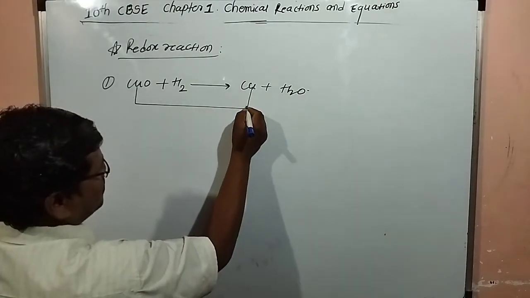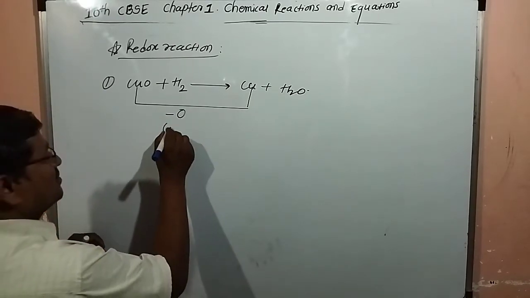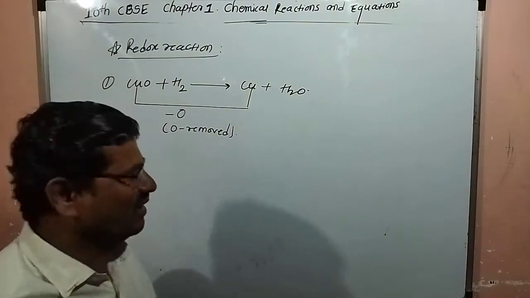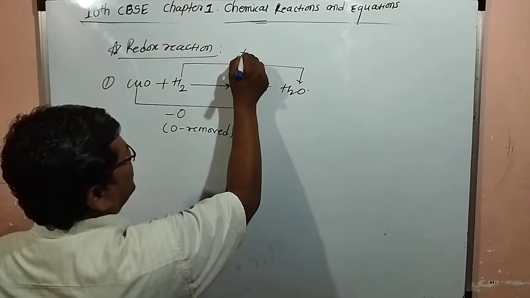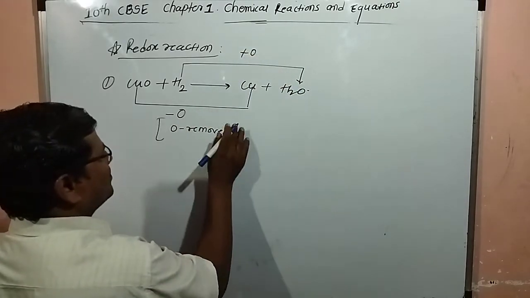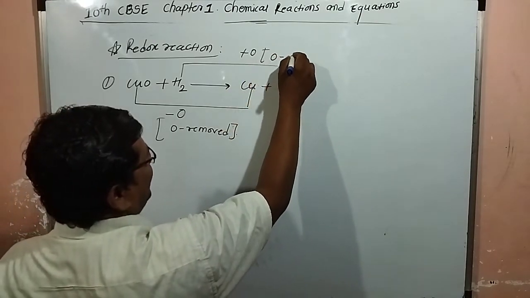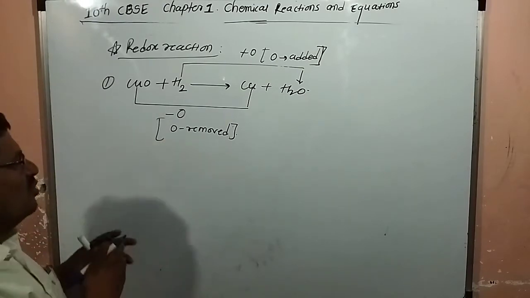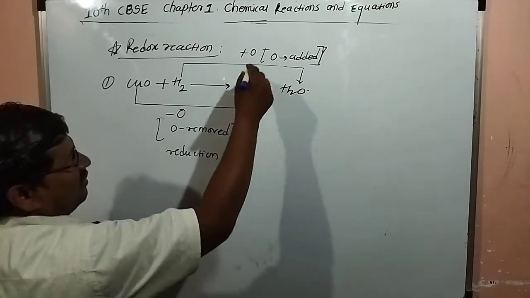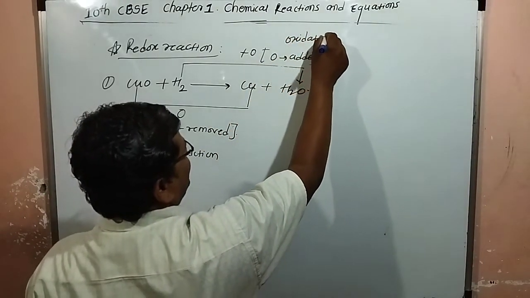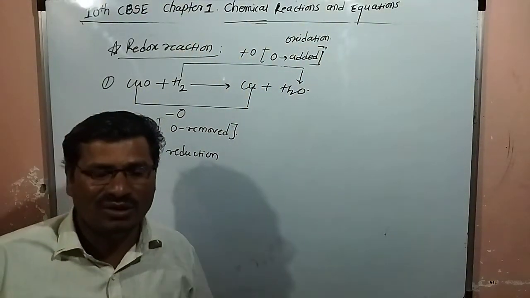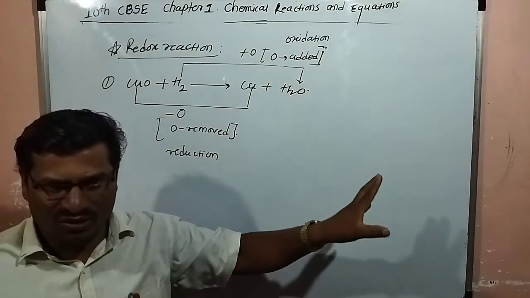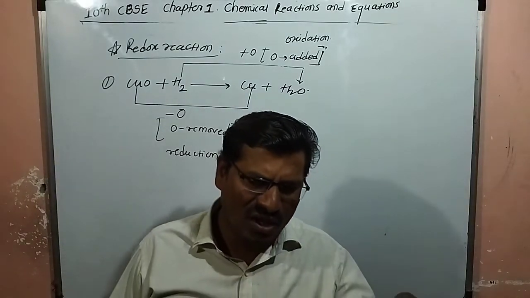From CuO, oxygen is removed, and oxygen removed means a reduction reaction. In the other reactant, oxygen is added, and oxygen added means an oxidation reaction. So here both reactions occur simultaneously. A reduction reaction and an oxidation reaction occur simultaneously, and such chemical reactions are called redox reactions.